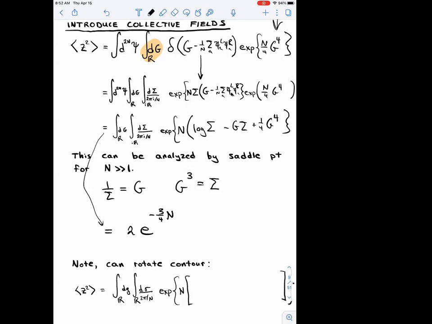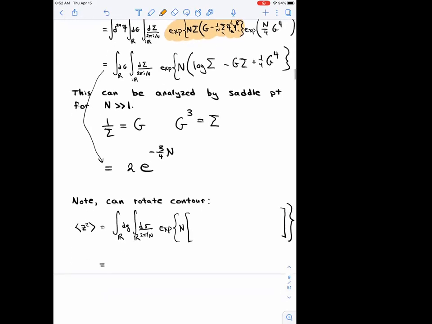Okay, so I went through this in detail just to show you the trick where we introduce the g and sigma fields by first putting in this delta function here, then representing the delta function as an integral, then integrating out the fermions. And then we have a theory where we can do saddle points.